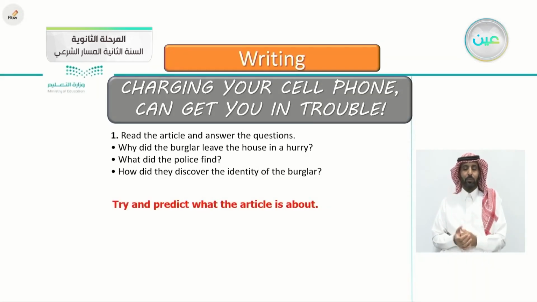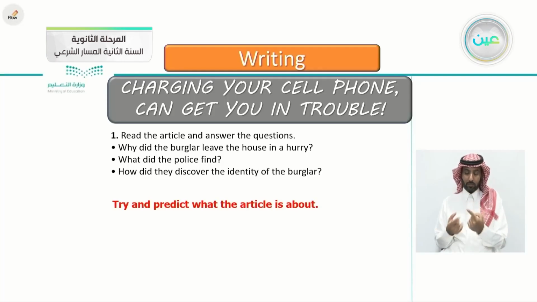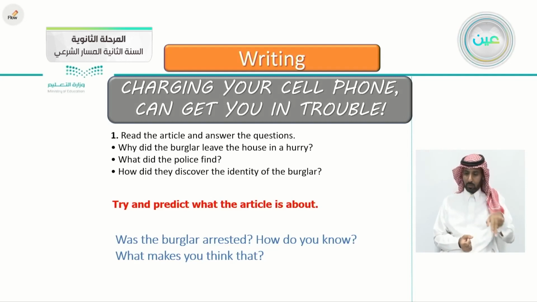So we will try and predict what the article is about. Can you predict from these questions, from the title here, what the article is about? Yes, very good. It's very obvious. It's talking about a burglar who was trying to steal things from someone's house, and the police came, and later they caught him. They discovered who the burglar is. Was the burglar arrested? How do you know? What makes you think that?